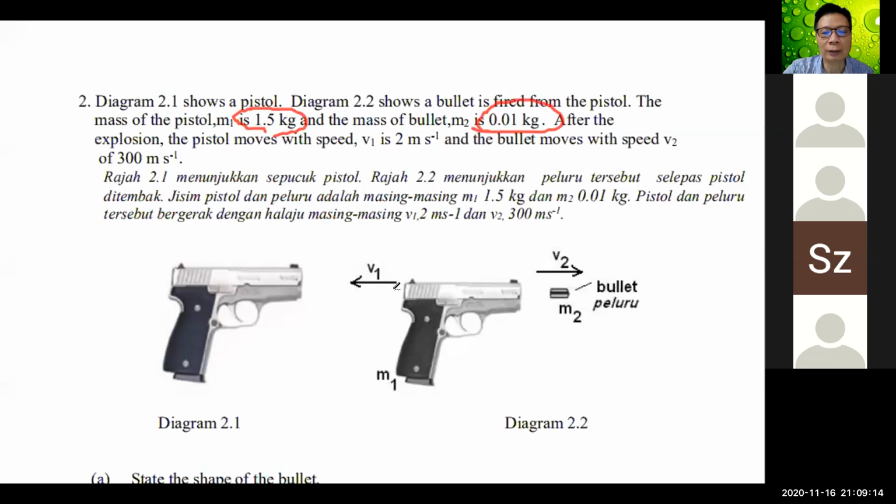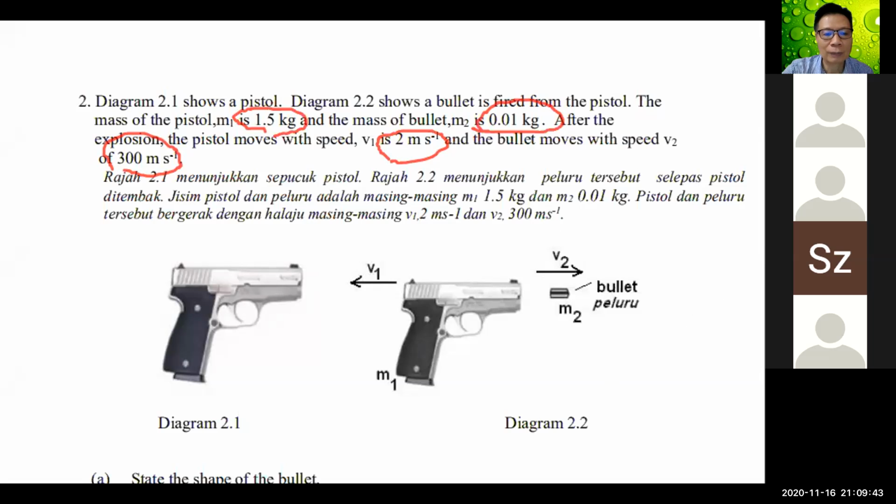After the explosion, when we fired the bullet, the bullet moved to the right and the gun moved backward. The pistol moved backward with a speed of 2, and the bullet moved forward very, very fast, 300. This one is only 2, but here it is 300.